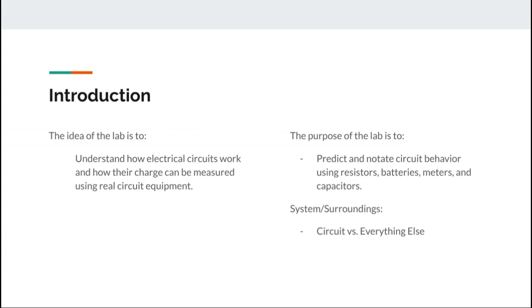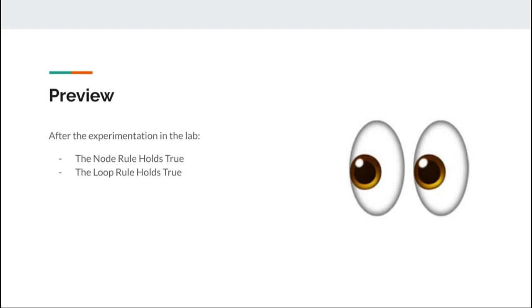So for the introduction, the idea of the lab is to simply understand how electrical circuits work and how their charge can be measured using real circuit equipment, which is provided during our GPS labs. And then you have the purpose of the lab, and that's just to predict and notate circuit behavior using different things like resistors, batteries, meters, and capacitors. And so system versus surroundings, the system is the circuit, and surroundings just everything else. So the preview, after everything that was experimented, the node rule holds true, and so does the loop rule.